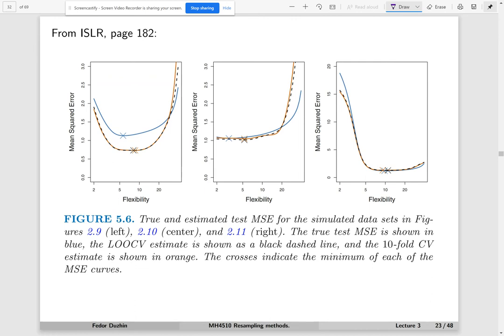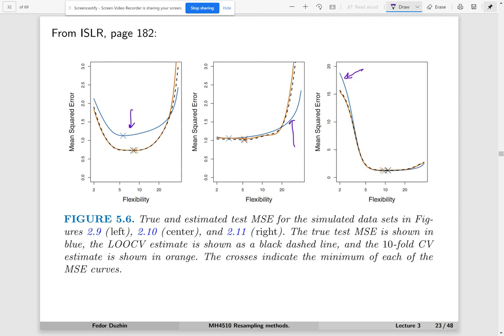The purpose of this experiment is to show the true mean squared error for the test set. So this is the true test error. And the other two curves are the estimated error, either from leave one out cross-validation or from the tenfold cross-validation. What we see here is that leave one out cross-validation and tenfold cross-validation are actually very close to each other. They almost follow the same trajectory.